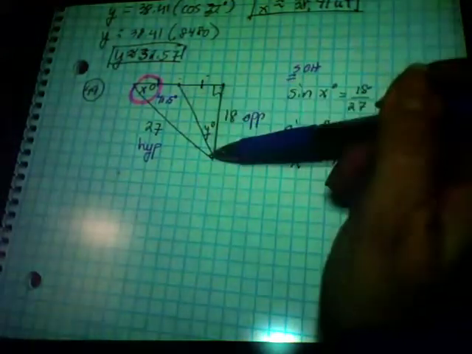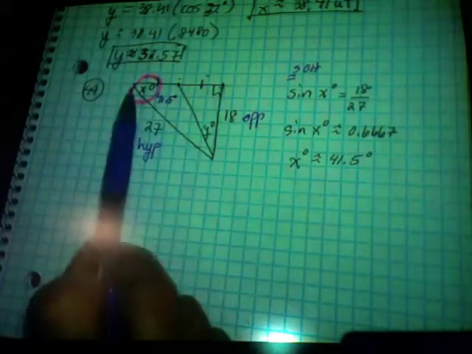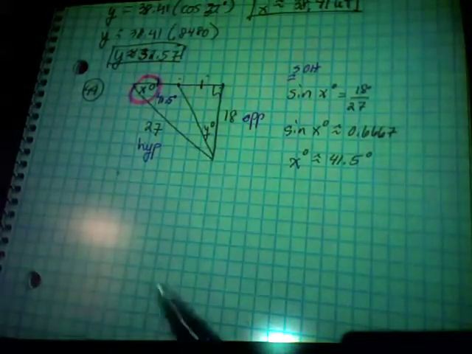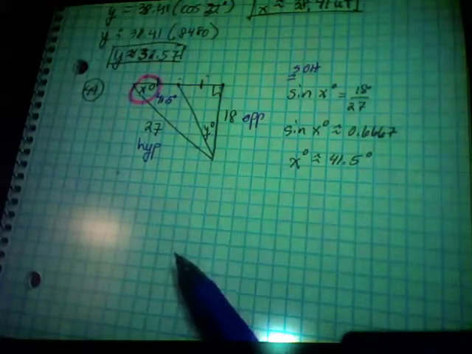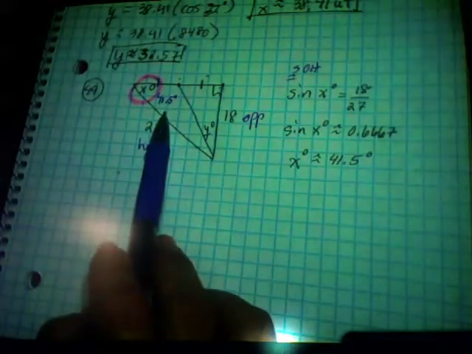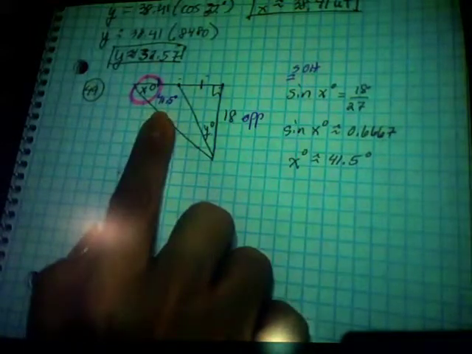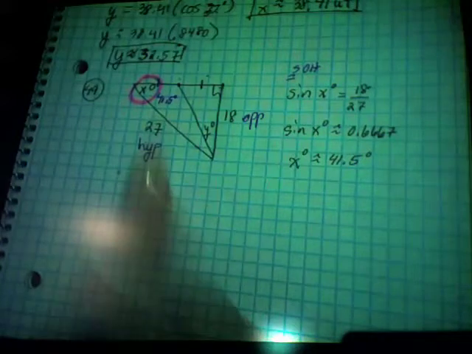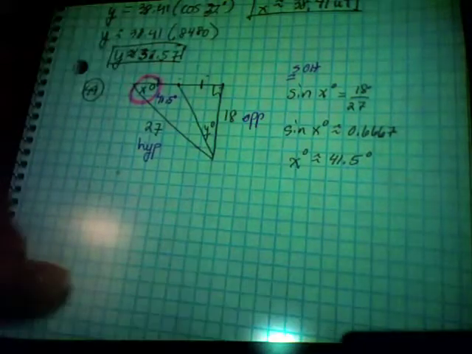How do I find this? Because I need this in order to find this triangle. What can I use to find this if I've got these two sides? I can use the Pythagorean theorem. I could also use the 41.5, and I could use sine, cosine, or tangent over here too. It's your choice. I probably would use the Pythagorean theorem, just because, what if you made a mistake there? Could you have made a mistake there? Sure. So let's use the Pythagorean theorem to find this.